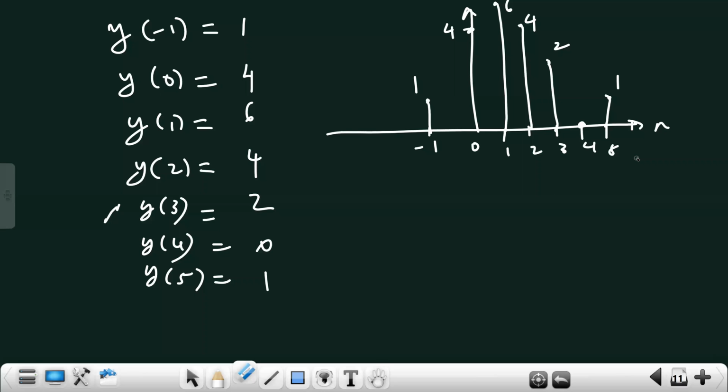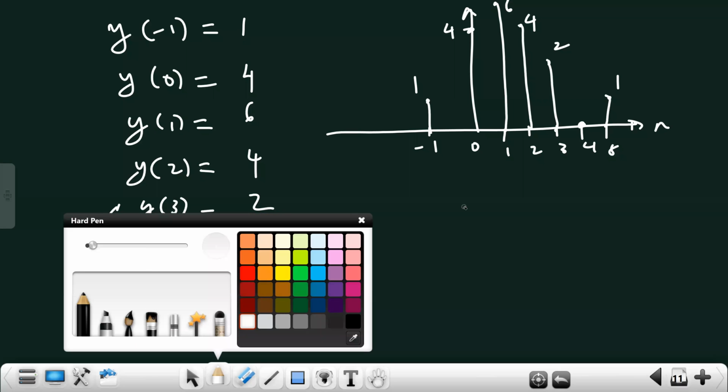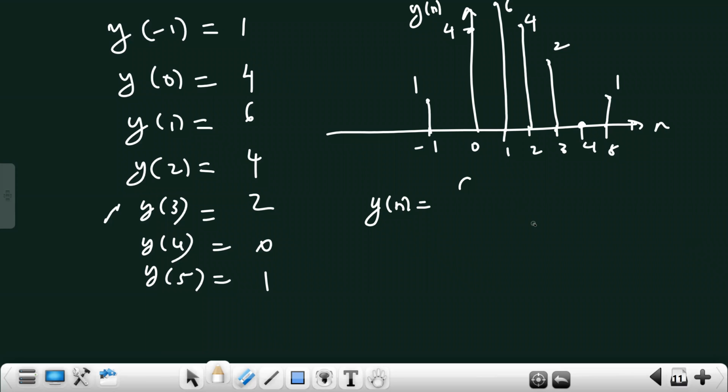Now you can simply represent this discrete signal in a set manner. So inside the set you will be representing the amplitudes 1, 4, 6, 4, 2, 0, 1. Whatever amplitudes you have, you will represent inside a set. Okay. And in that set you need to show an arrow mark. The arrow mark indicates the signal at n equal to 0. So kindly tell me under which number you need to put the arrow mark.